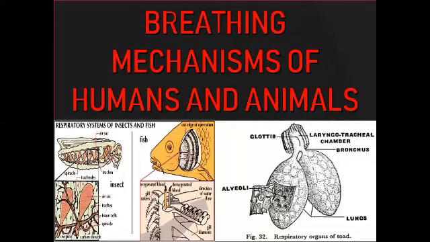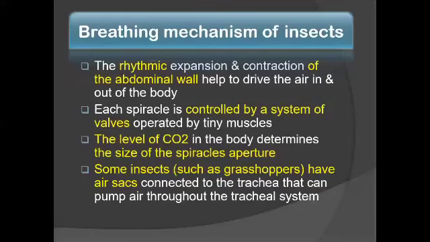Now we are going to talk about the breathing mechanisms of humans and animals. First, we are going to talk about the breathing mechanism of insects. The rhythmic expansion and contraction of the abdominal wall help to drive the air in and out of the body. Each spiracle is controlled by a system of valves operated by tiny muscles.